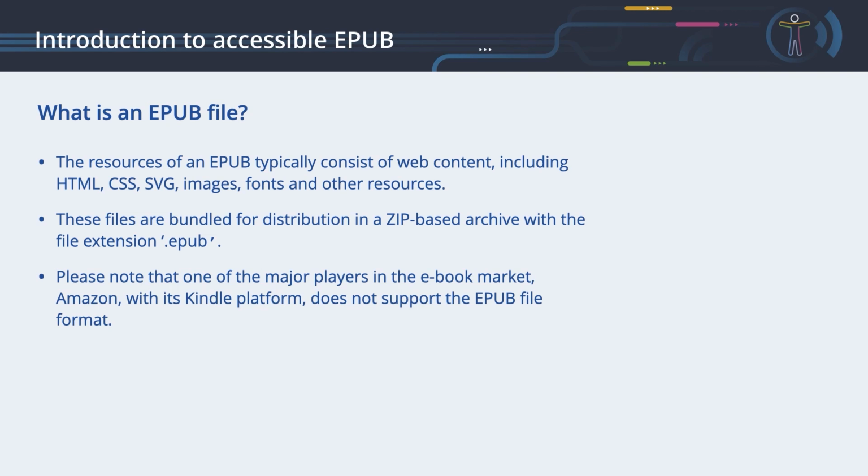Using the common zip compression format, publications can be unzipped by many software programs, simplifying both their production and their consumption. Please note that one of the major players in the ebook market, Amazon, with its Kindle platform, does not support the EPUB file format. The Amazon Kindle uses proprietary closed file formats. There are free software solutions available that can convert unprotected EPUB files without using any digital rights management into the Kindle file format.